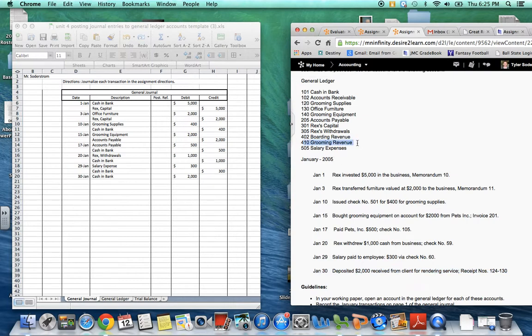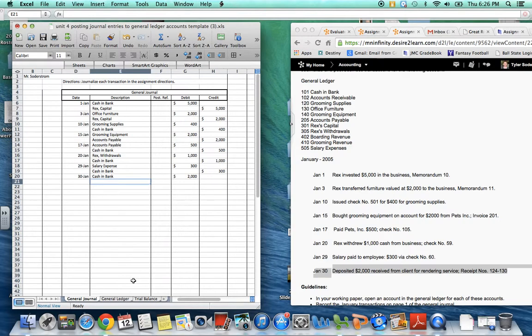It could have been for grooming revenue. It could have been for boarding revenue. It even could have been accounts receivable. It doesn't make it clear. Maybe it was some service we performed. Maybe it was last month, and we allowed them to purchase that on credit. So today they're paying us the cash that they owe us for our previously performed services. Since none of those are clear, again, it's not obvious. I would have accepted any of those credits. You wouldn't have lost points.